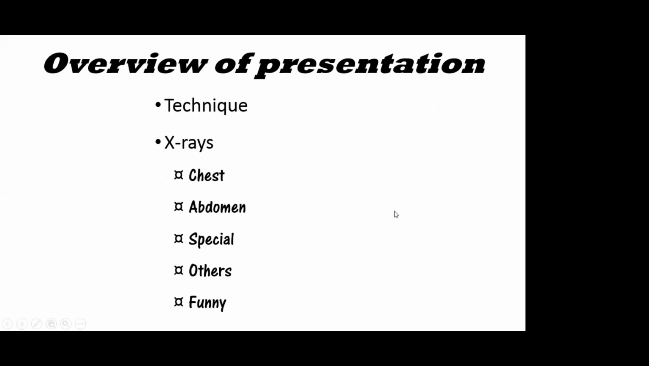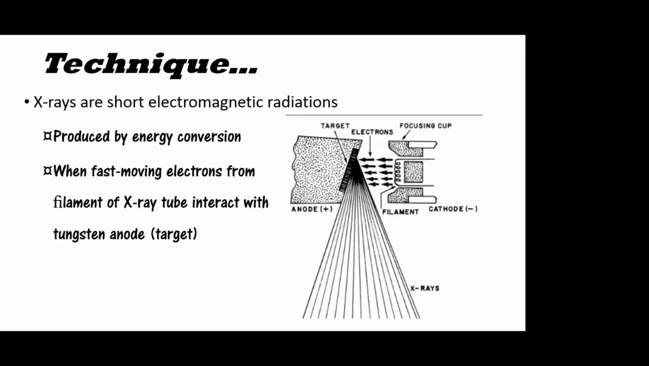we'll talk about technique, we'll talk about X-rays, different views, and let's see how the babies play game with us. So essentially in technique, X-rays are simply nothing but high magnitude and high velocity traveling electrons. So these are short electromagnetic radiations.